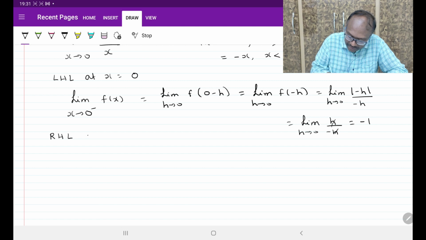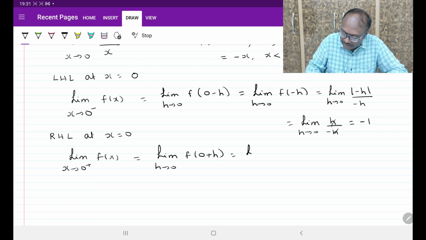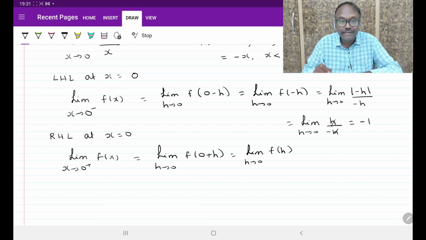So RHL at x equal to 0 is limit x tends to 0 plus f of x is limit h tends to 0 f of 0 plus h. So that is limit h tends to 0 f of h. So when we say limit x tends to 0 plus, that means x takes a value slightly more than 0. By how much? By a small positive value h. So the value of x becomes 0 plus h, that is h. So the new input is h.